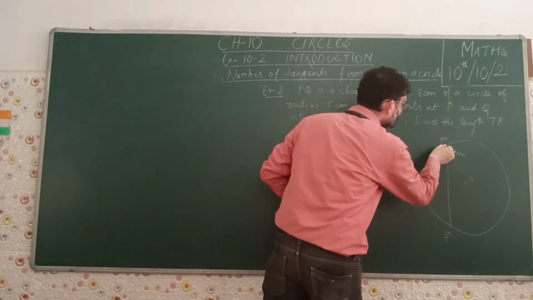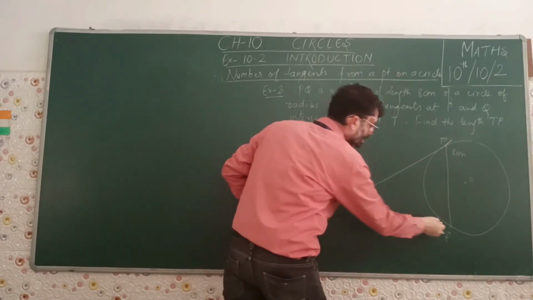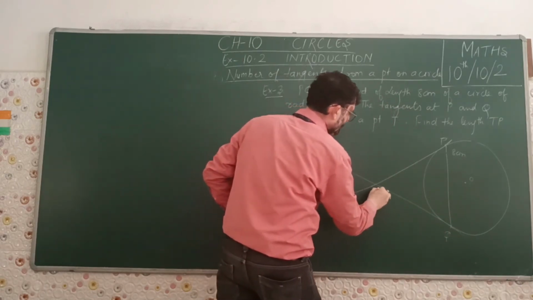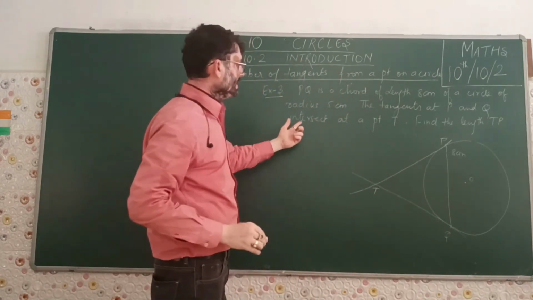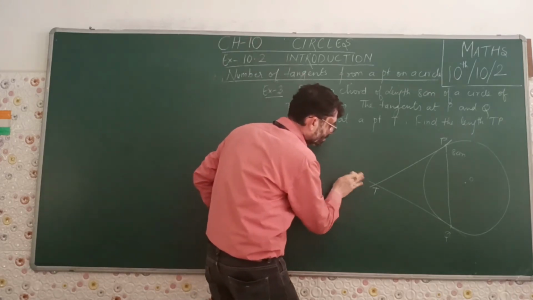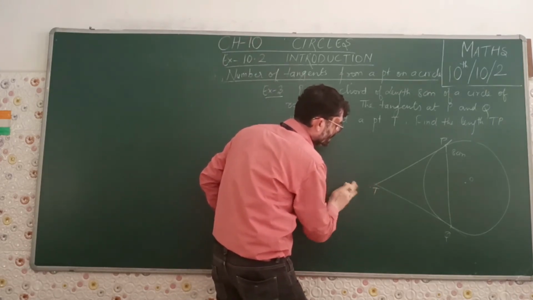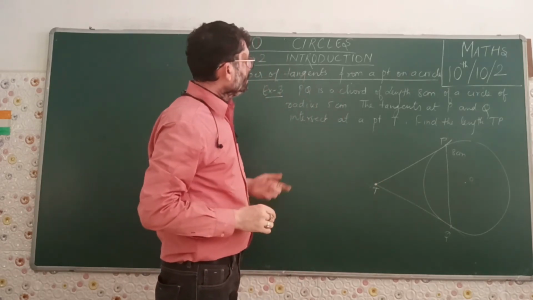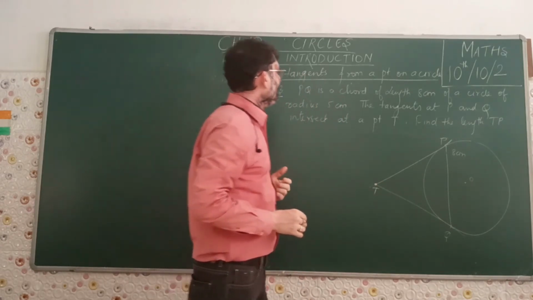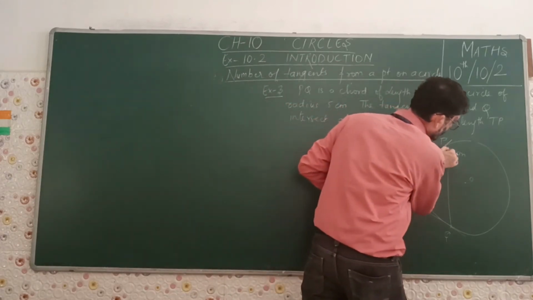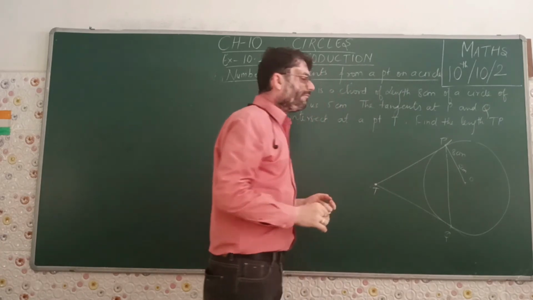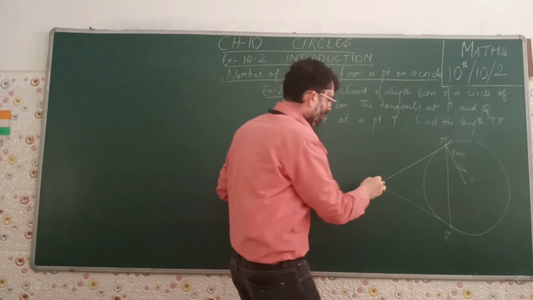So PQ is a chord of length 8 centimeters. If we draw the tangents at these points, they meet at the point T. It is given to us, they intersect at the point T. So let us make it a single point. So T is my external point. The circle is of radius 5 centimeters. So let us join and get this one as 5 centimeters. Radius is 5 centimeters. And let us join.